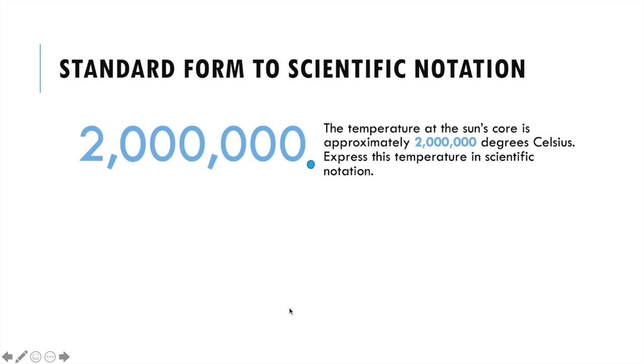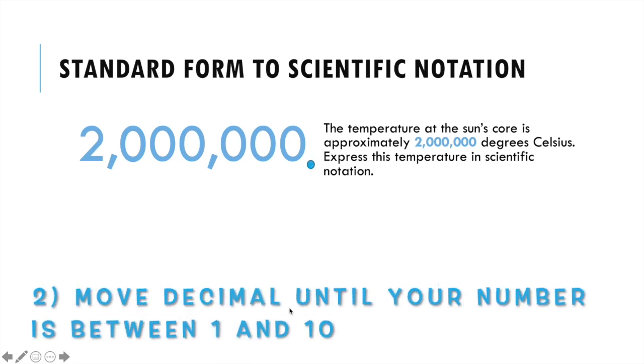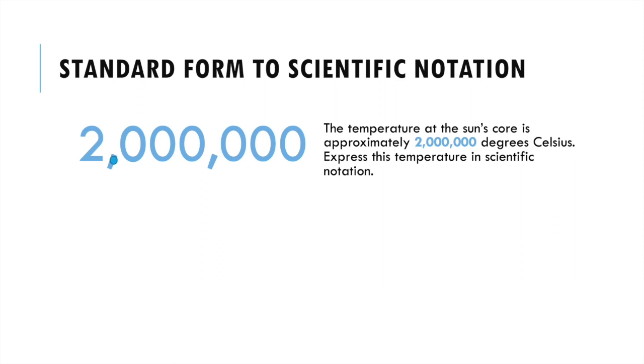Now my second step is to move that decimal, and moving the decimal is going to inform me about something. So I'm going to move that decimal 1, 2, 3, 4, 5, 6 times. I move the decimal until it is in a place where my number is between 1 and 10, as we saw before. So now I have moved my decimal 6 times and created this number 2 in the front.